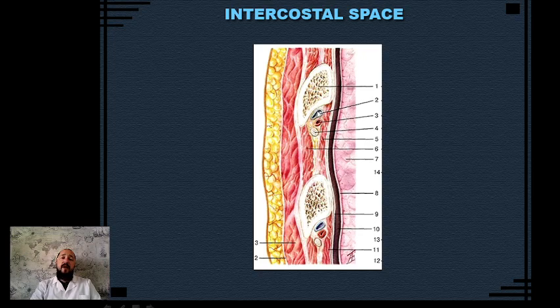Between the ribs and muscles, you can see the neurovascular bundle. What is this neurovascular bundle? It consists of the intercostal vein, intercostal artery, and intercostal nerve. Sure, in this space you can also find some volume of fat. Take a look at the location of this neurovascular bundle. It is located just at the inferior margin of the rib.